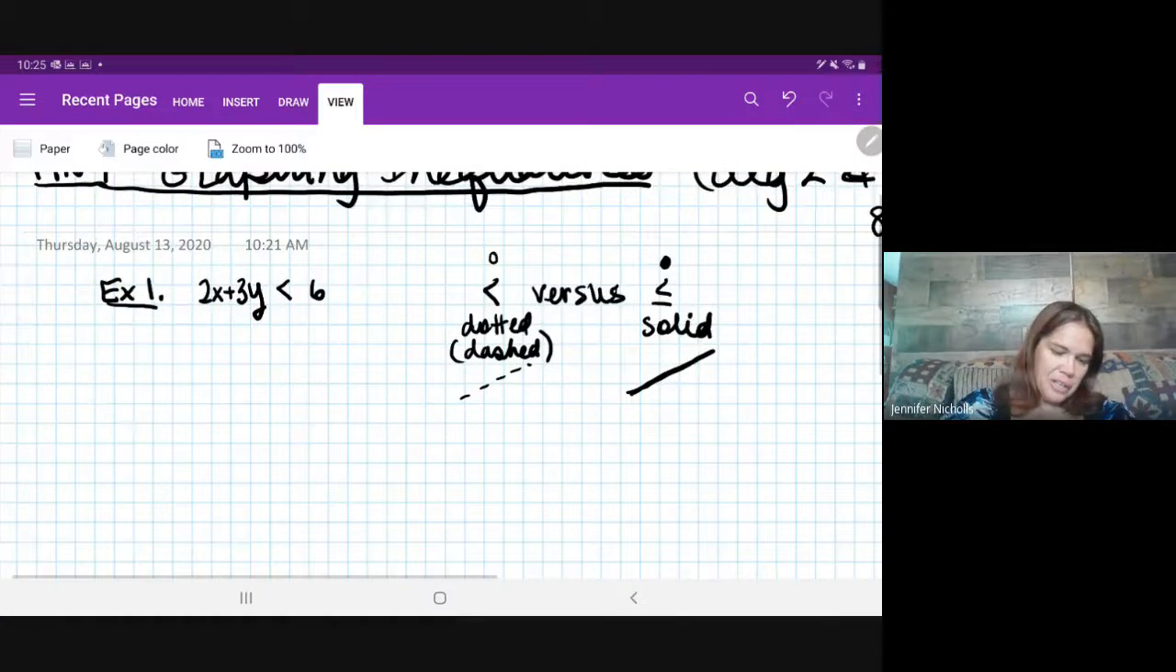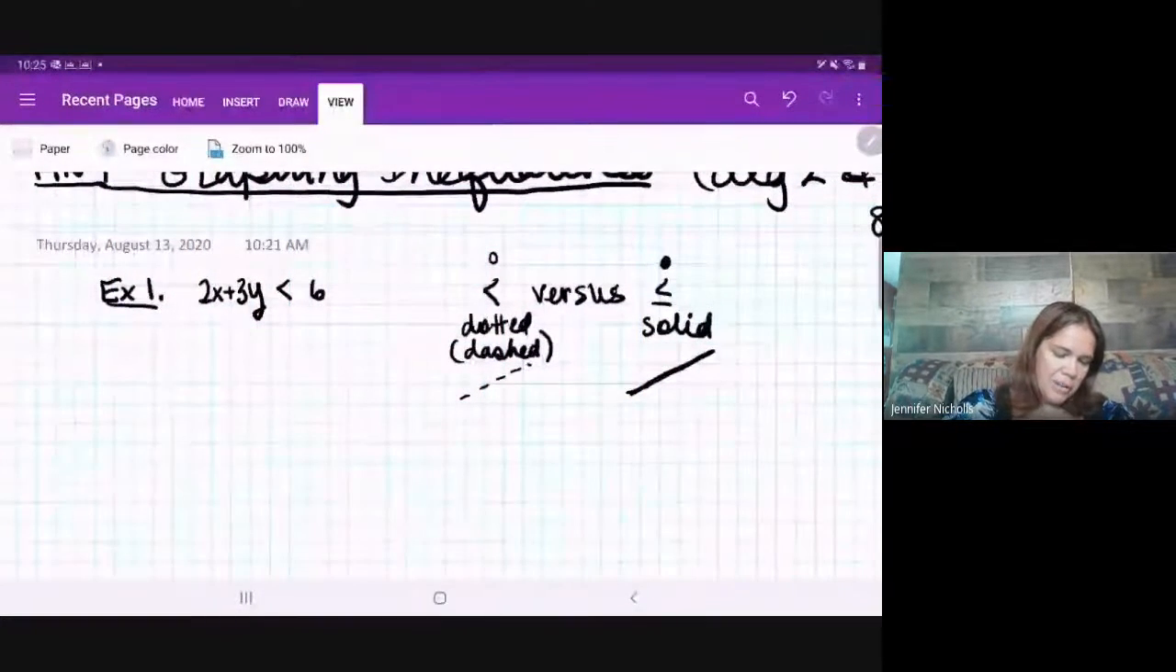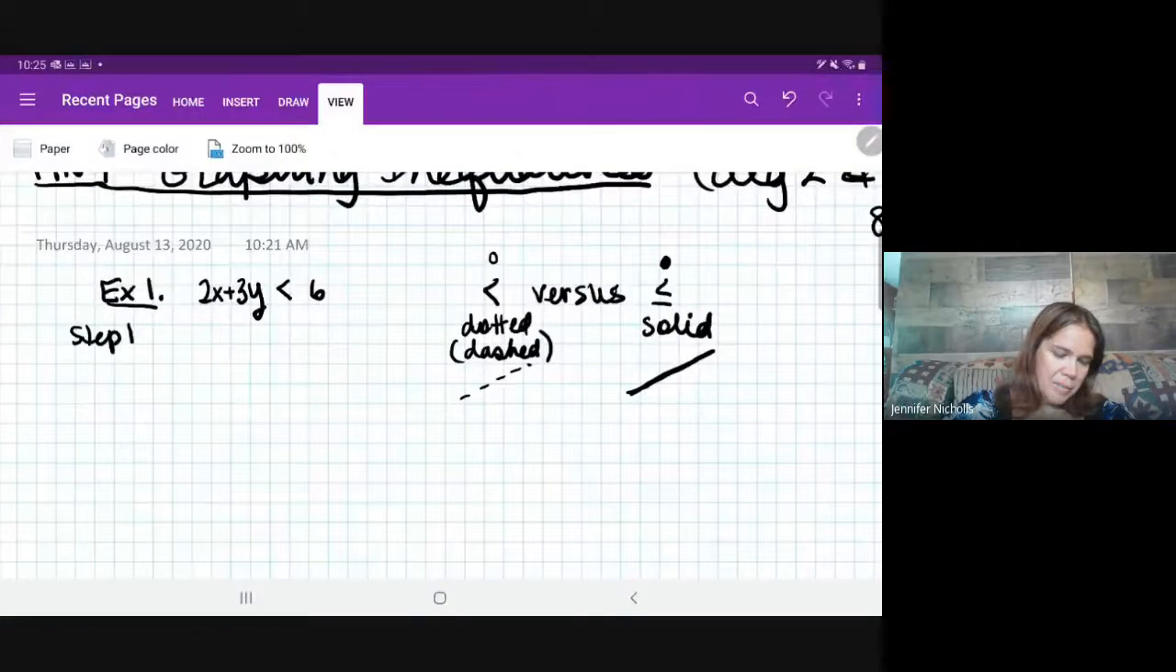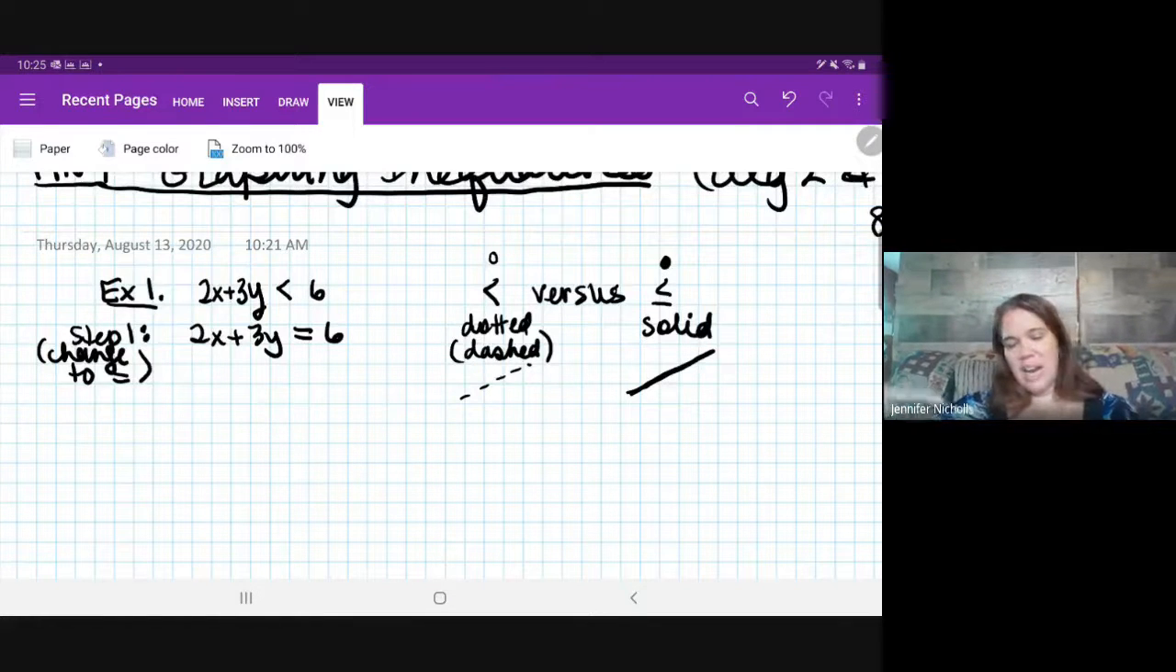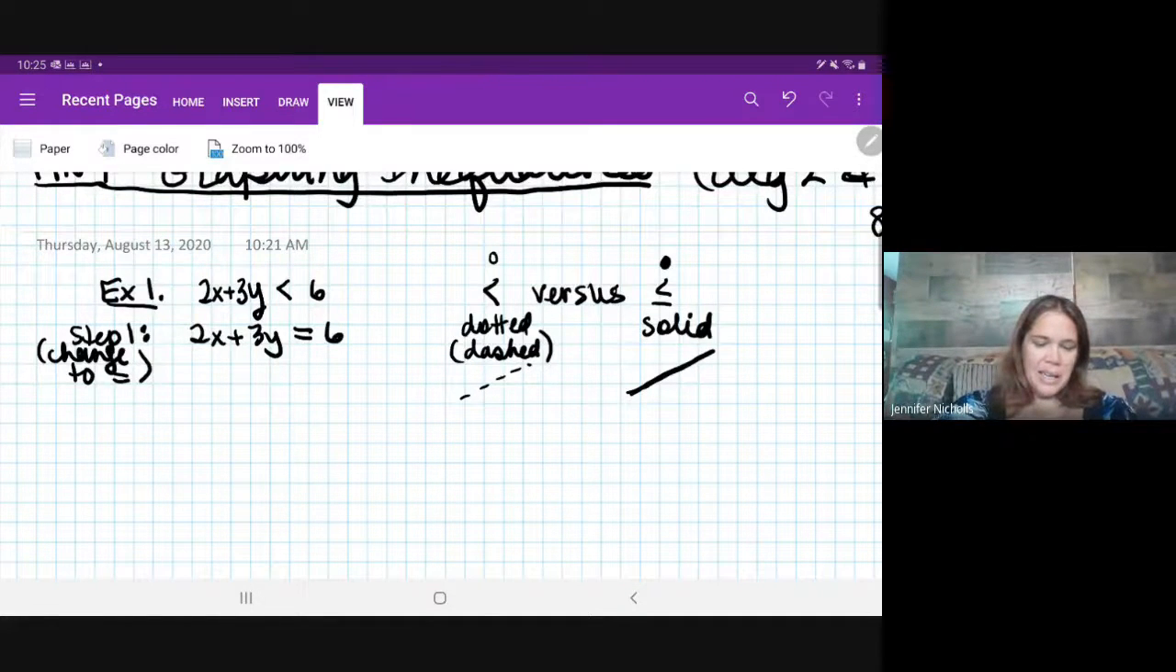So let's first, step 1, we'll call this step 1. Step 1 is you write it with an equal sign. Change the problem to an equal sign. Now, the reason you're doing that is so you know the shape. Exactly. You've got shading. You're going to shade part of it. Okay, so you're going to change it to an equal sign.